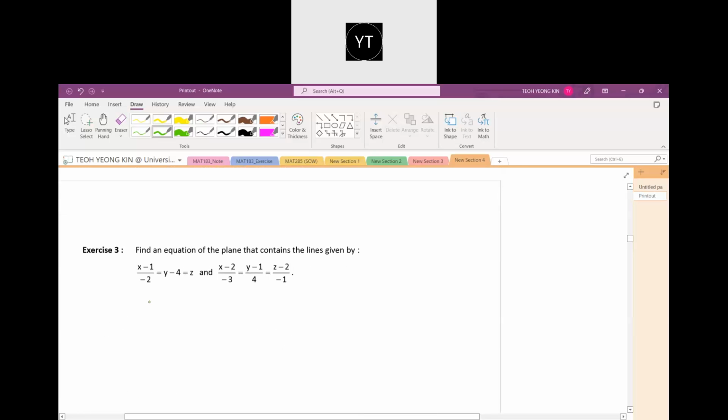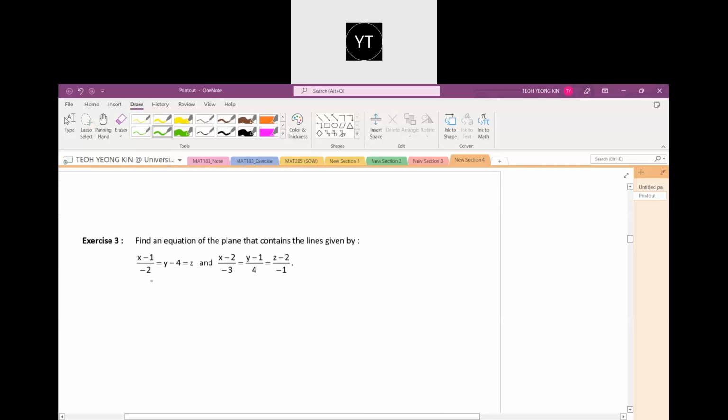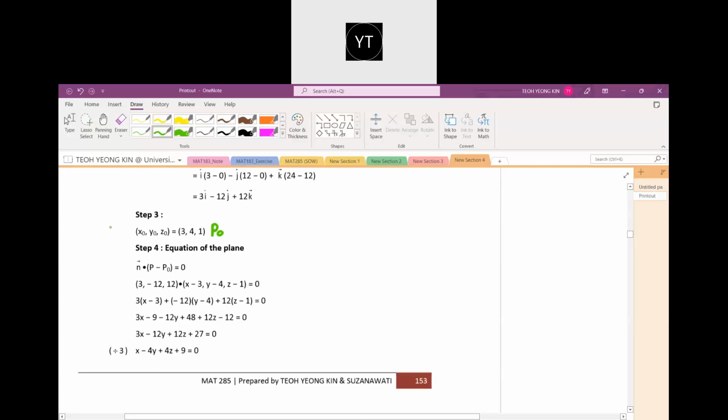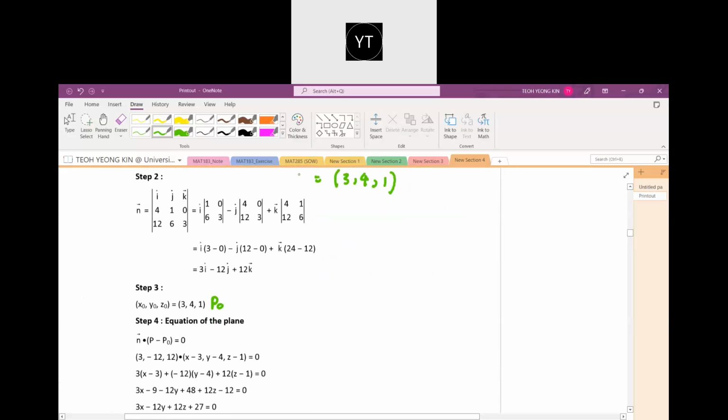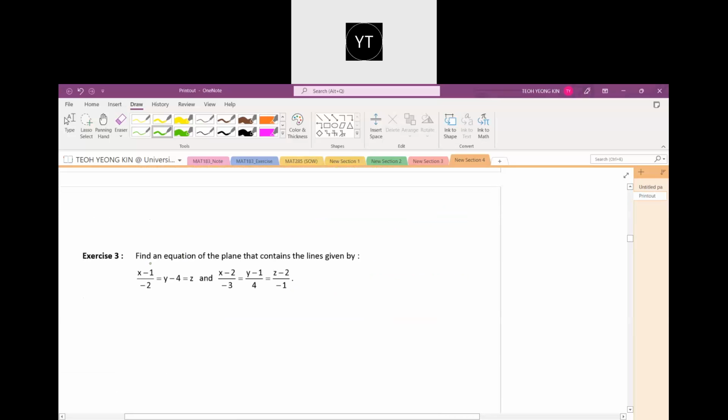Let's look at this exercise 3. In the previous example, the parametric equation was given. In this case, the symmetric or Cartesian equation is given. So find an equation of the plane that contains the lines given here. Let's say this is L1, and here is our L2.